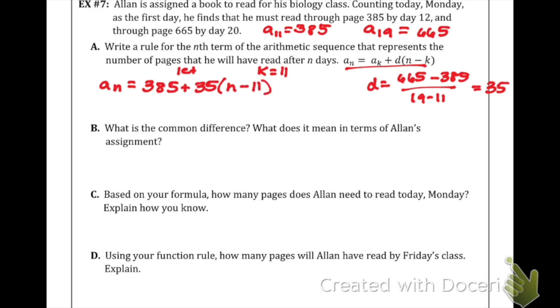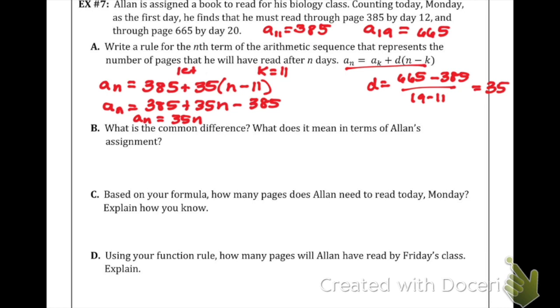So there's a rule. We could simplify that. So A sub n equals 385 plus 35n minus 35 times 11, which is 385, which gets us A sub n is equal to 35n, which is interesting that my y-intercept is 0. Makes sense. At day 0, we'd be at 0 pages.